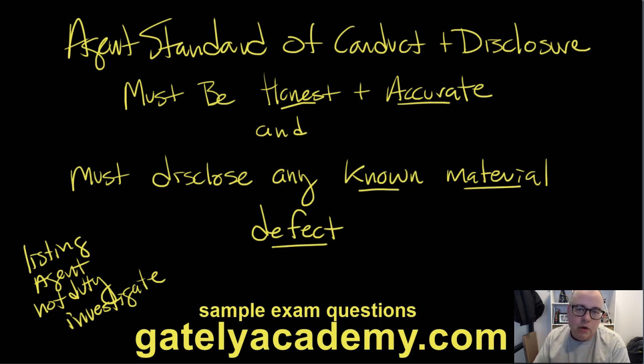So you're only required to disclose what you know, either through your expertise, through observation, or maybe what the sellers told you, but only what you know. It's impossible to disclose something that you don't know. If you don't know it, you can't disclose it. So it's only things that you know. And it's only material defects.